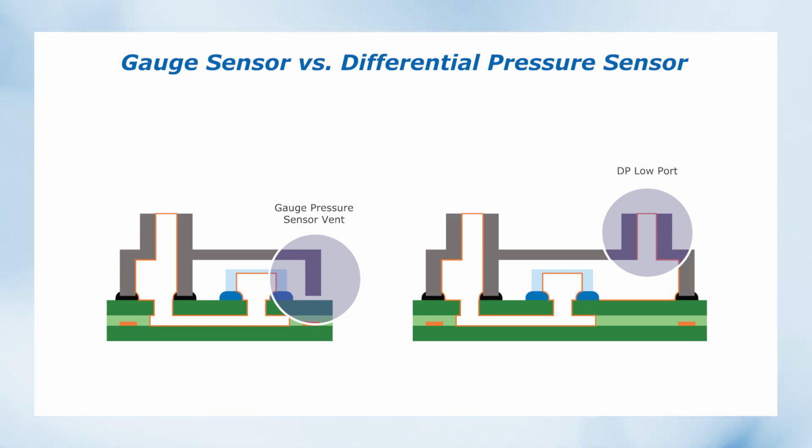By modifying the custom gasket, PAP manufacturers could substitute a more cost-effective gauge pressure sensor within the same pressure range. Instead of sealing the gasket to the low-pressure port of a DP sensor, the gasket is designed to create a seal around the gauge pressure vent opening.